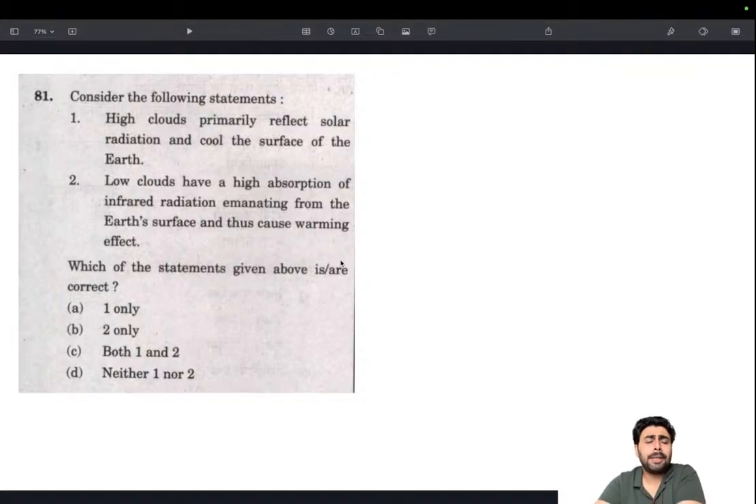So let's begin. The first question is: high clouds primarily reflect solar radiation and cool the surface of the earth. Low clouds have high absorption of infrared radiation emanating from earth's surface, thus cause warming effect.